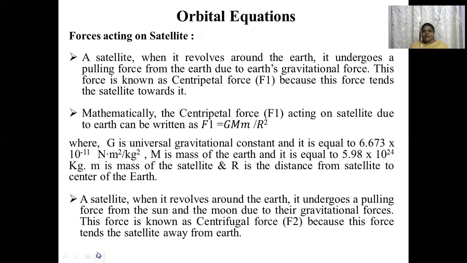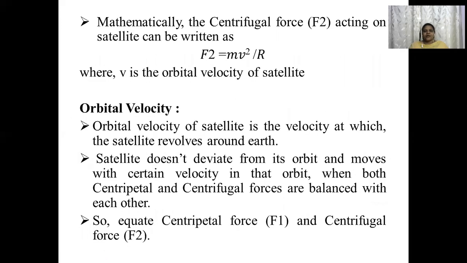When a satellite revolves around the Earth, it also undergoes a pulling force from the sun as well as the moon due to gravitational forces. This force is called centrifugal force, because this force tends to move the satellite away from the Earth. And centrifugal force is represented by F2. So F2 is given mathematically as m v squared by r.